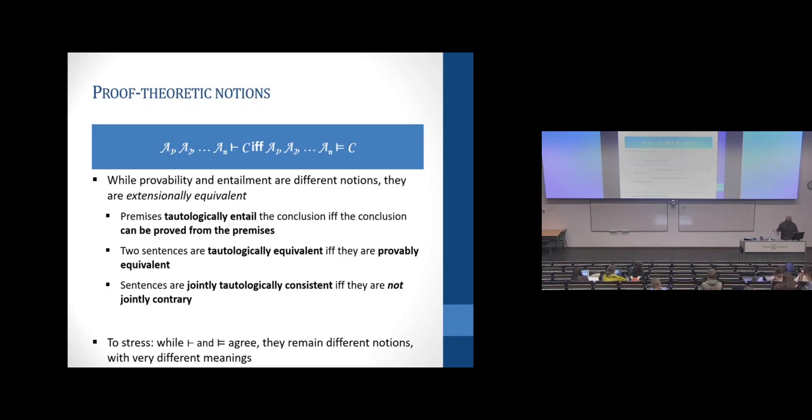So that's the whole bit for the proof theoretic notions. We have showing a sentence is a theorem, we have showing pairs of sentences are provably equivalent, and we have showing that some sentences are jointly contrary. In the second half, we'll work through a couple examples of each one of these to make sure we're all on the same page.